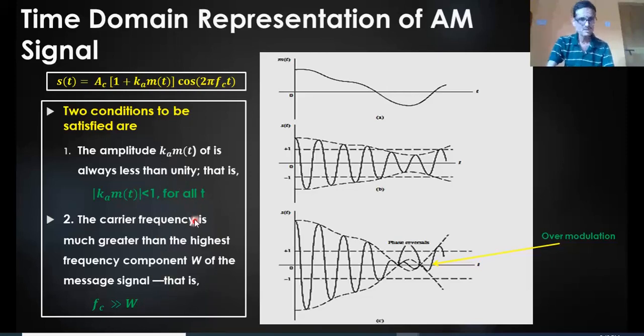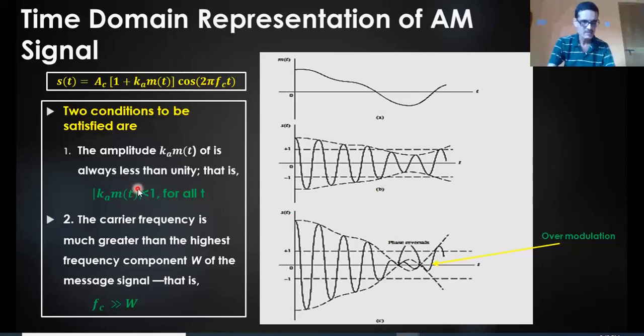Now, if Ka m of t is not less than 1 but more than 1, we get over modulation. This happens when the amplitude of the message signal, AM, is more than the amplitude of the carrier signal, AC. In that case we get a modulation index more than 1. It is not 100% modulation but more than 100% modulation. It is not below 100% modulation.